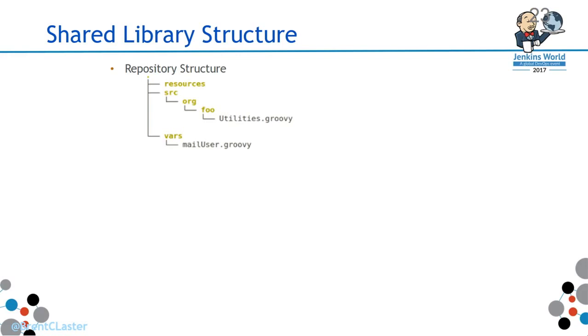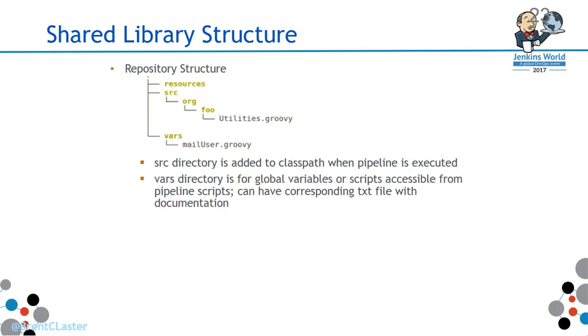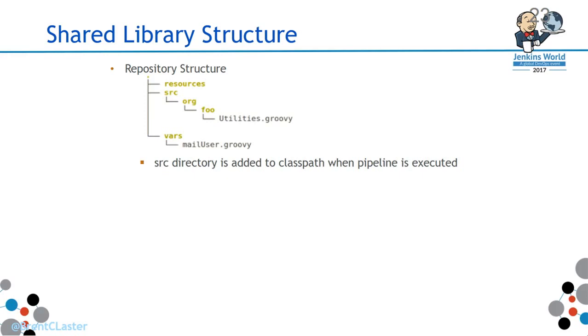So, the shared library structure. This is the structure that Jenkins expects when you are creating these libraries. The second thing you see there is the source directory. We'll talk more about that in a moment, but it's added to the classpath when the pipeline is executed. This is more the traditional Java Groovy structure for classes and methods, those sorts of things.